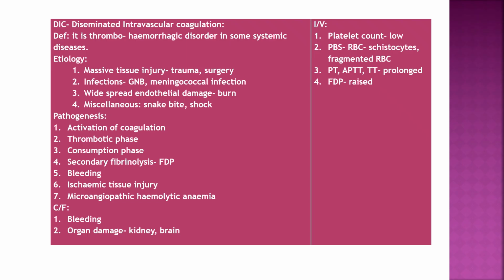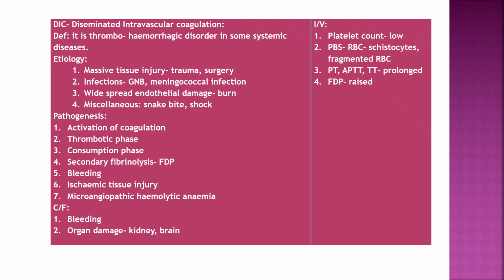So here the activation of coagulation is there, then thrombotic phase, then consumption phase, then secondary fibrinolysis, that is FDP, fibrinogen degradation products are formed, then bleeding, then ischemic tissue injury, microangiopathic hemolytic anemia. So clinically the patient will have bleeding and some organ damage, that is kidney or brain.